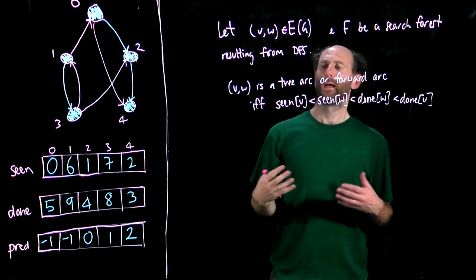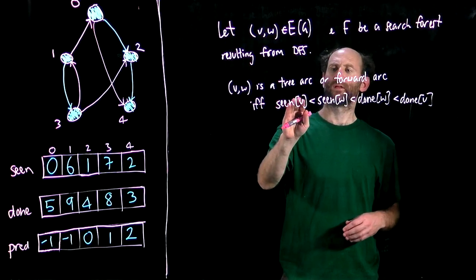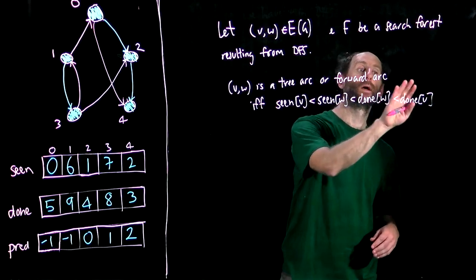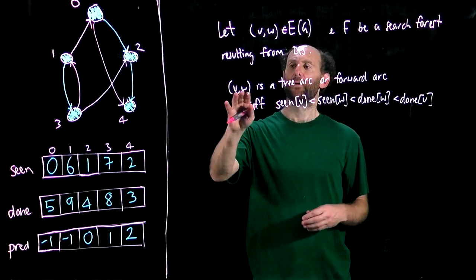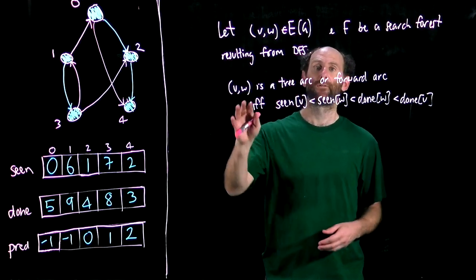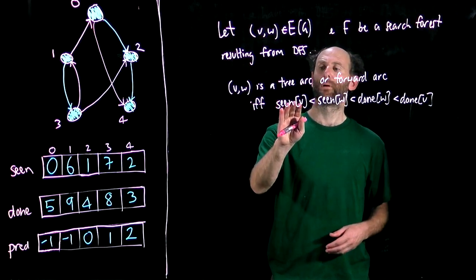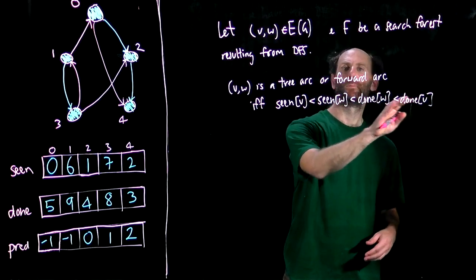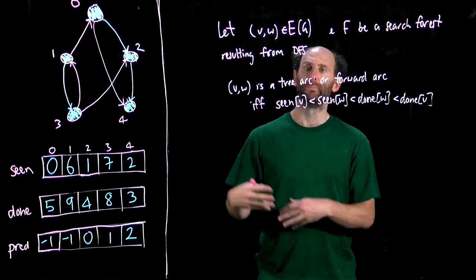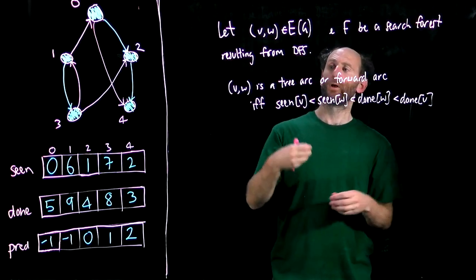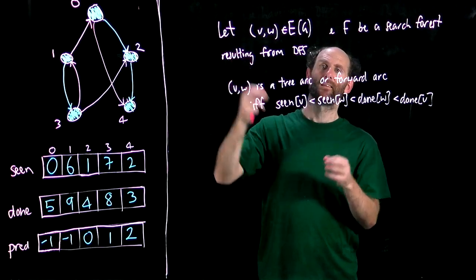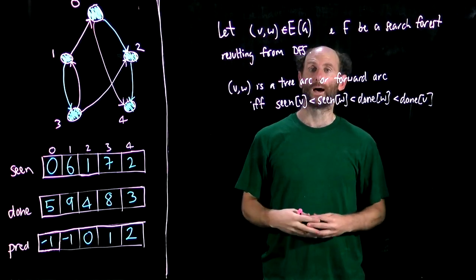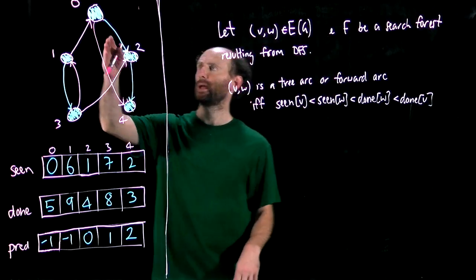So that means VW is a tree arc or a forward arc if and only if we're in the situation we saw before, where we see V first, then see W, we're done with W, then we're done with V. So that's exactly the first case of the previous result that we had. And it's only when V is an ancestor of W within F that VW is a tree or a forward arc. Let's check that result in our example over here.